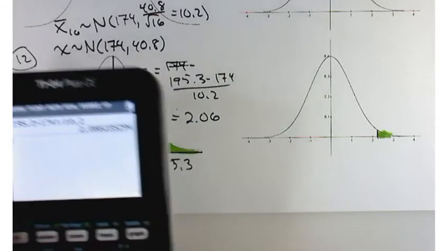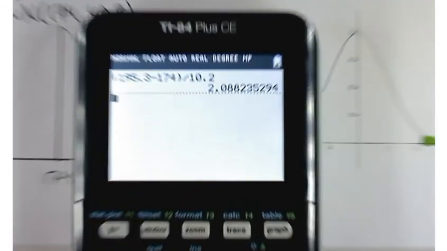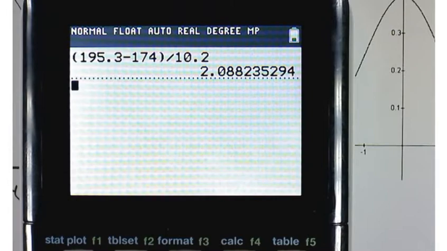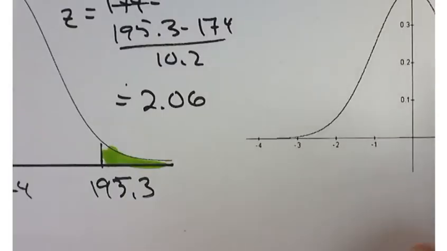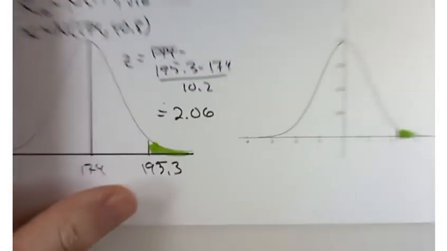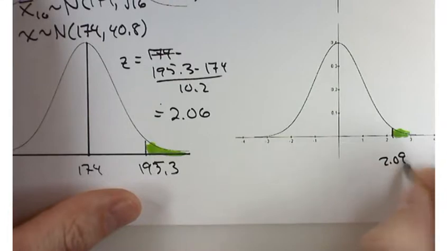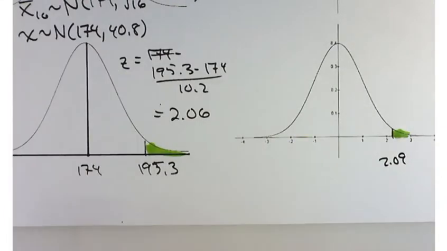Okay. So yeah, if you round this to the nearest hundredth place, what should we look up? 2.09. All right, so 2.09. Hey, our elevator just got that much safer, right? Because you're farther out in the tail. 2.09 for our z value.